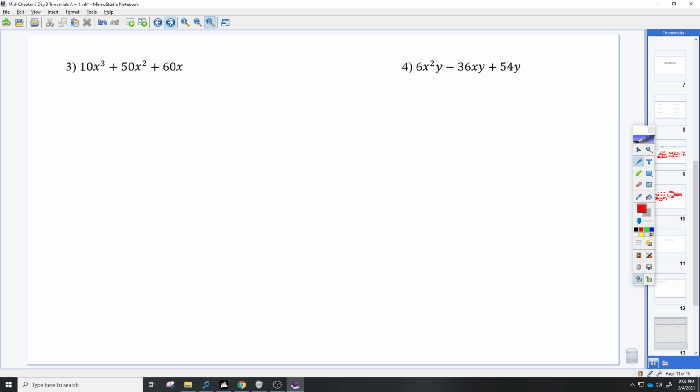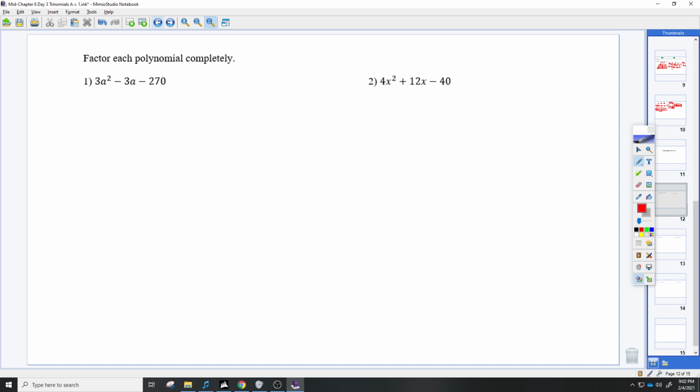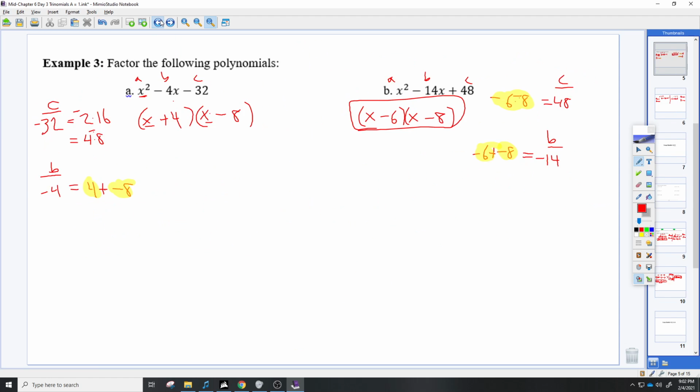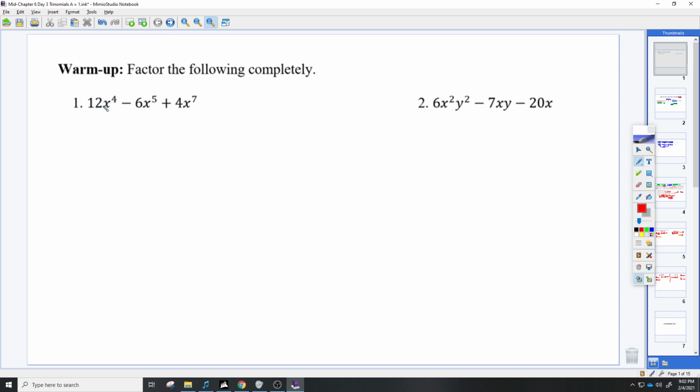So you have another set of team huddles. Just make sure you keep that in mind. If you try to factor out GCF and it doesn't come out to be 1x squared, you're done then. You can just circle it and be done. So that'll be all for day 3 for mid-chapter 6. You can finish both huddles and don't forget to do the warm-up, which is only doing GCF.